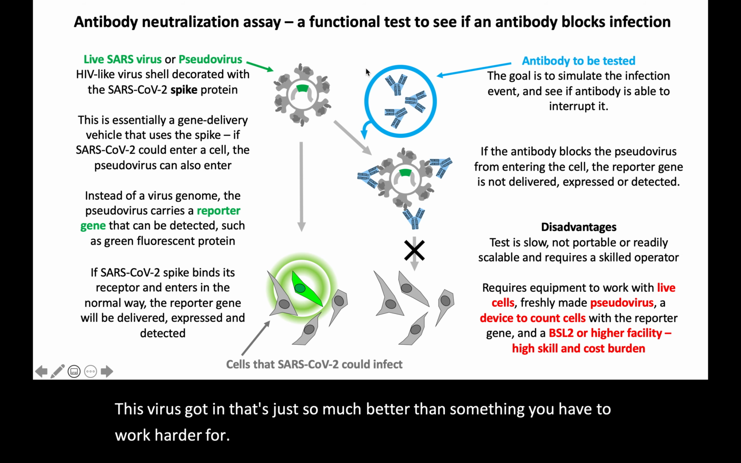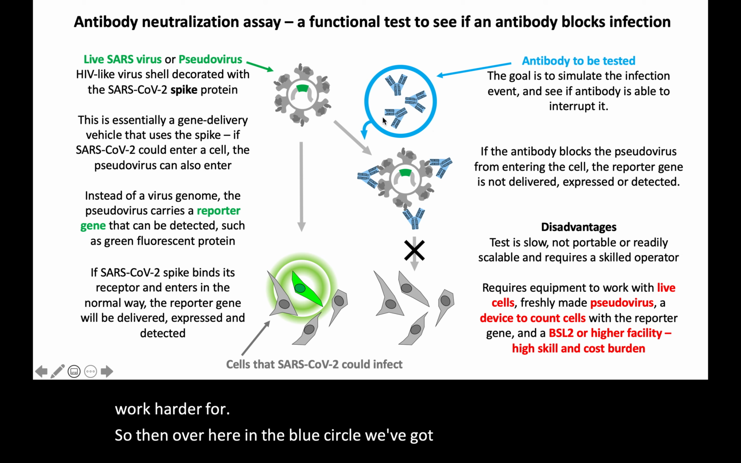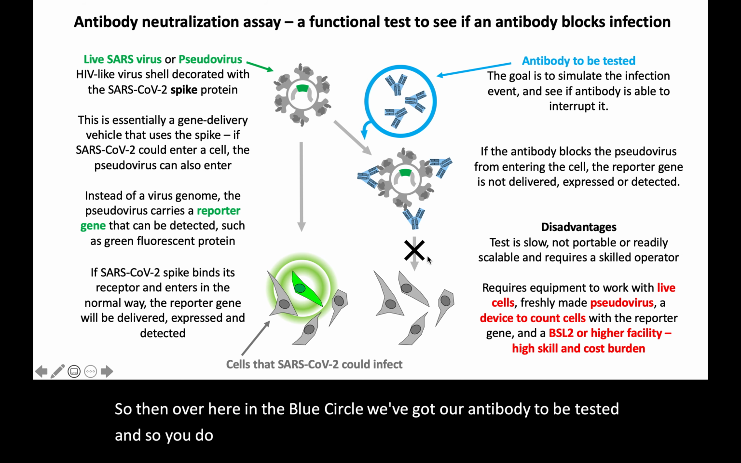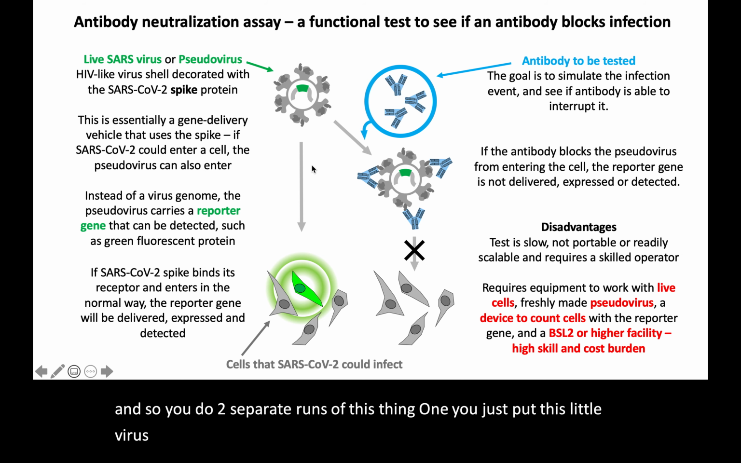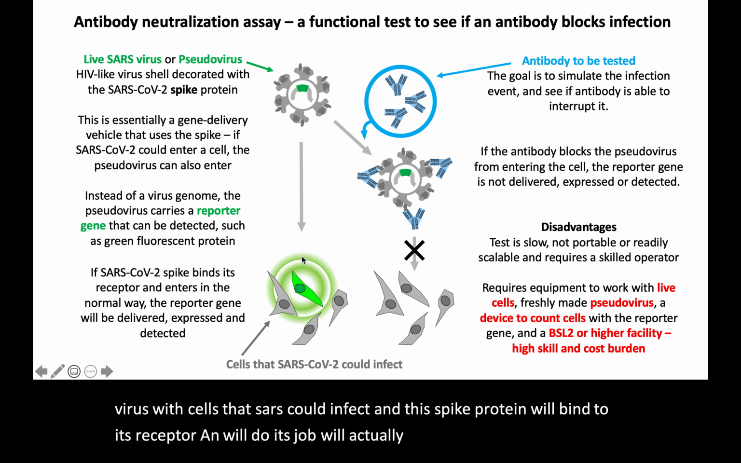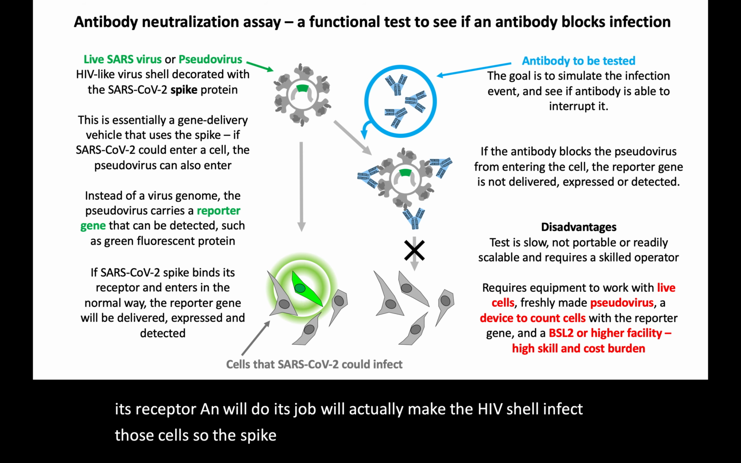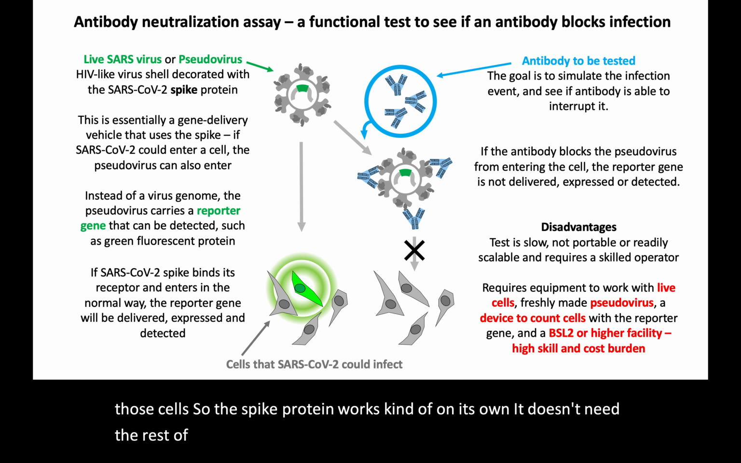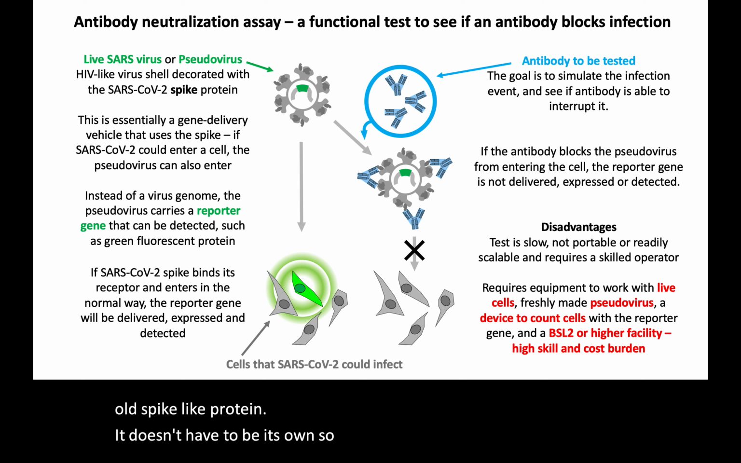So then over here in the blue circle, we've got our antibody to be tested. And so you do 2 separate runs of this thing. One, you just put this little virus in with cells that SARS could infect. And this spike protein will bind to its receptor and will do its job. It will actually make the HIV shell infect those cells. So the spike protein works kind of on its own. It doesn't need the rest of its virus. And the HIV shell works fine with any old spike-like protein. It doesn't have to be its own. So that's kind of cool that you can chop and change these parts.